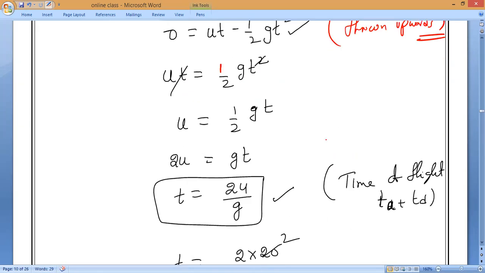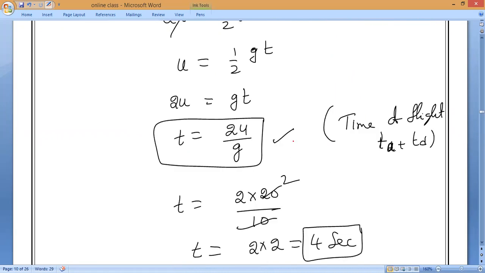Clear, everyone? So for a single question, how many methods can we solve? So many methods. That is why I am saying you have to always think differently. Okay? Now, velocity on reaching the ground. Let us discuss.